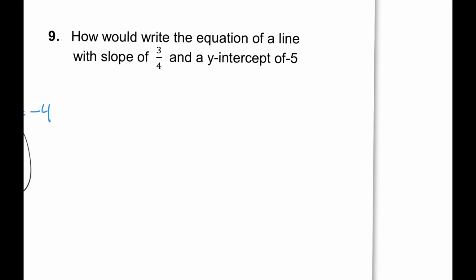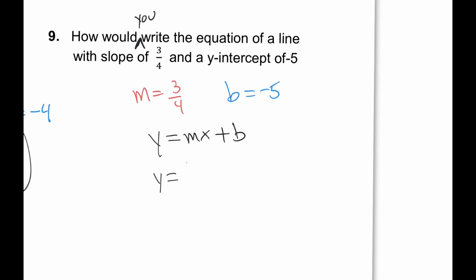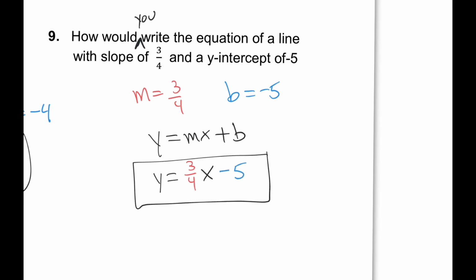Number 9, how would you write, we are missing a word here. How would you write the equation of a line with a slope of 3 over 4 and a y-intercept of negative 5? Slope, they say, is 3 over 4 and the y-intercept is negative 5. So the slope-intercept form will be y equals mx plus b. All you have to do is substitute the numbers. Y equals, the slope is 3 over 4 x and the y-intercept is negative 5. You're done. That is the answer in slope-intercept form. That is the equation of the line.